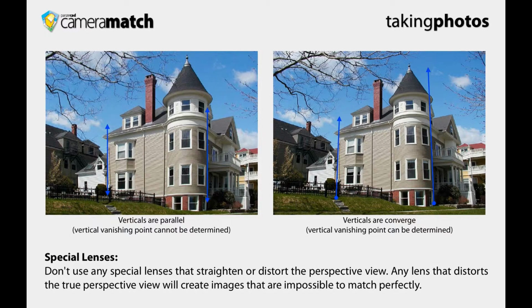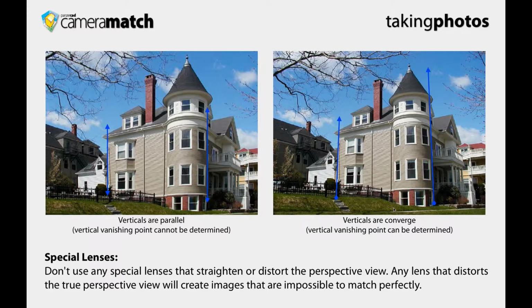Before we talk about the actual CameraMatch plugins, let's talk about the photographs we plan to use with CameraMatch. The first thing I want to talk about is special lenses, and that is when you're taking the actual pictures, don't use any special lenses to straighten verticals out, which are very common in architecture. While they might make for a nicer looking architectural image, they produce images that are not as natural, and that makes it difficult for CameraMatch and for Vectorworks to match.